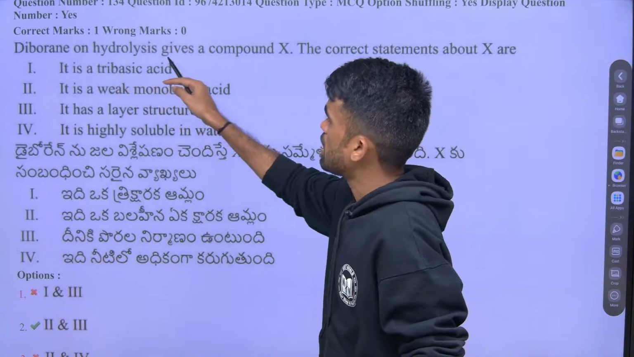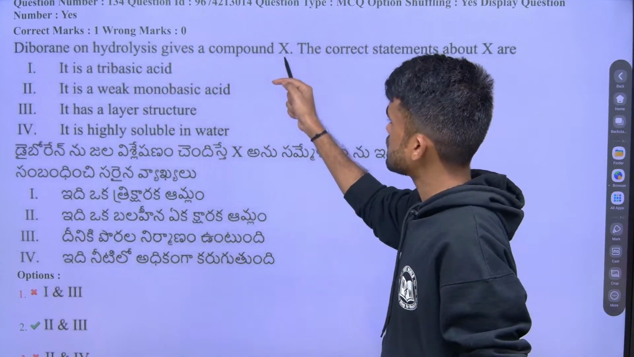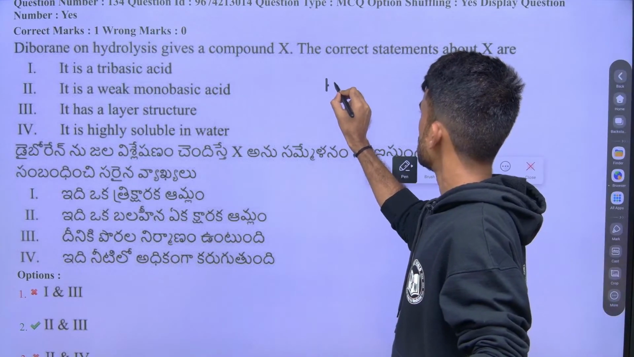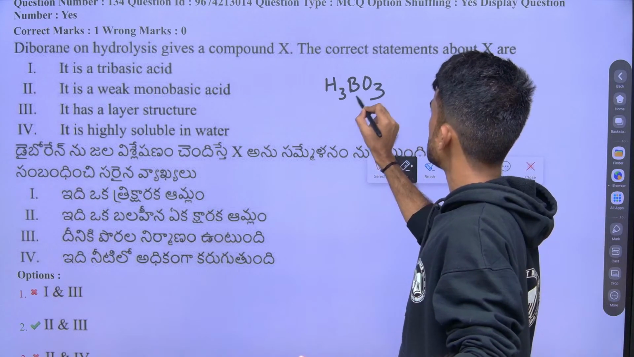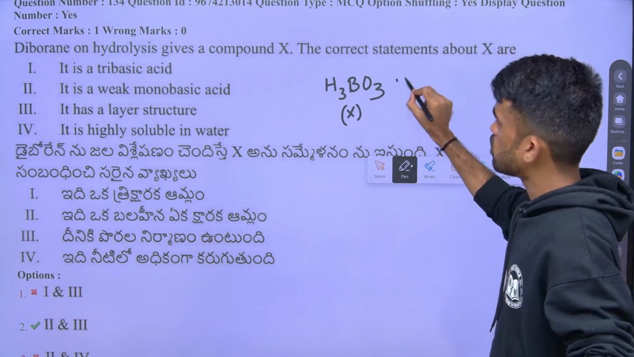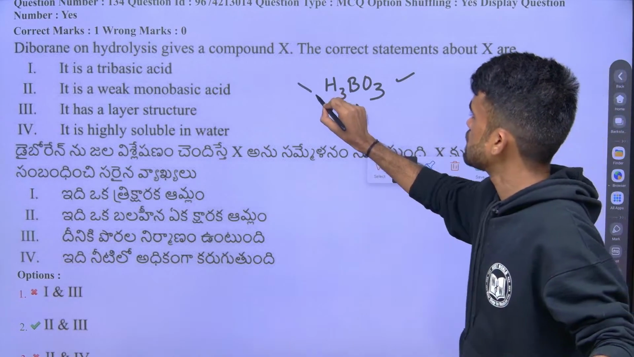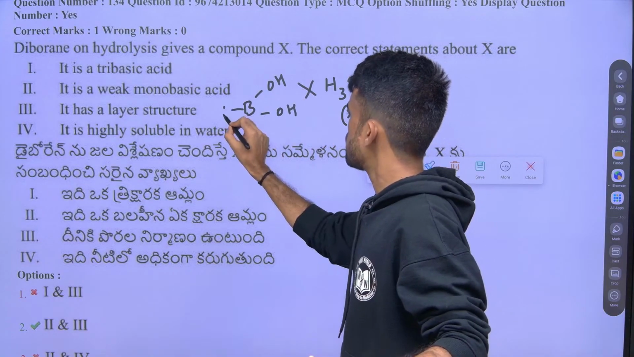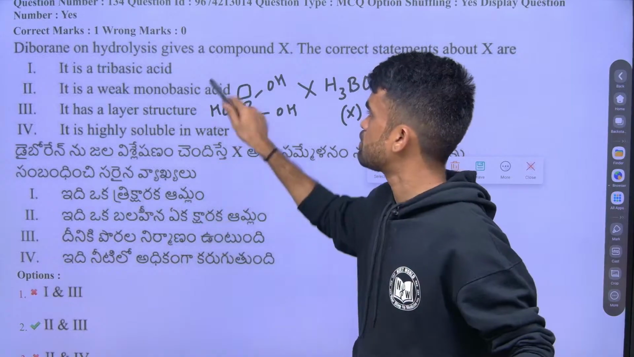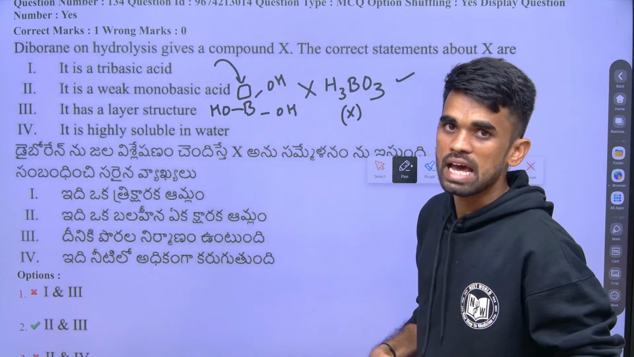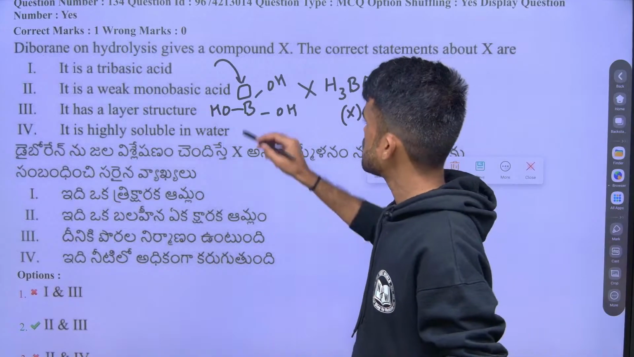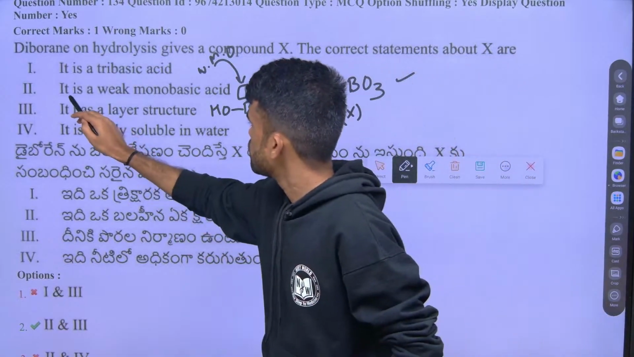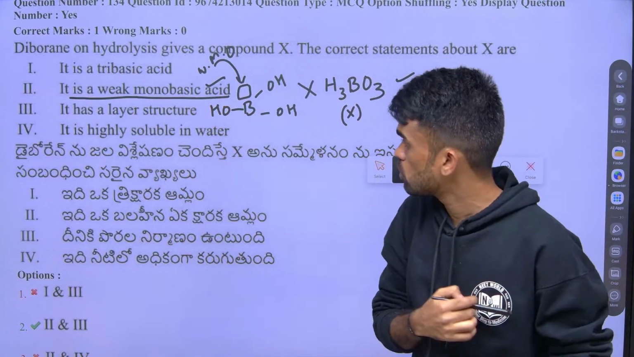Okay, so diborane upon hydrolysis gives orthoboric acid. This X is orthoboric acid. It means the formula is H3BO3. Okay, this is our X. The correct statement about this: is it a tribasic acid? No, it is a monobasic acid. It will have a structure like this. It won't have any acidic hydrogen; it can just accept a lone pair of electrons like a Lewis acid and show its acidic nature. So it is a weak monobasic acid, or you can also say it is a Lewis acid.